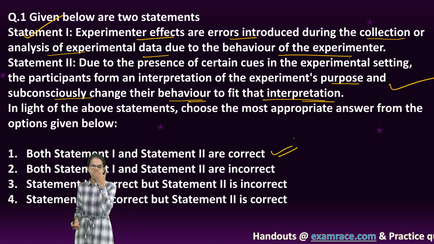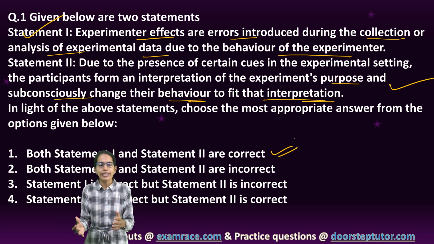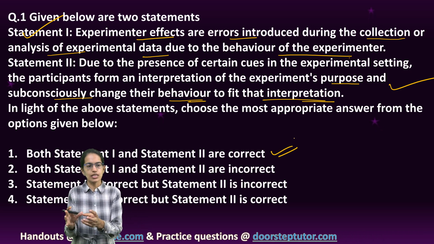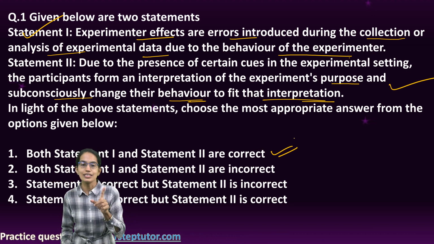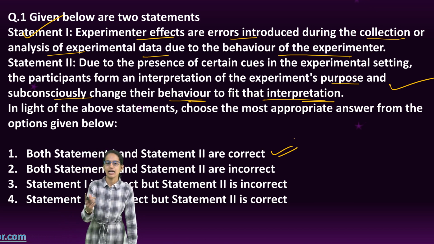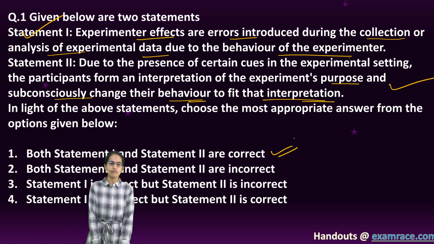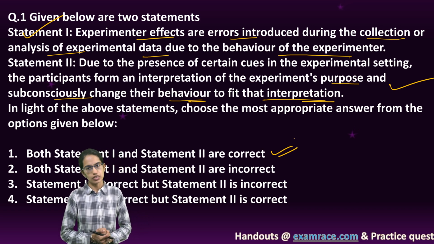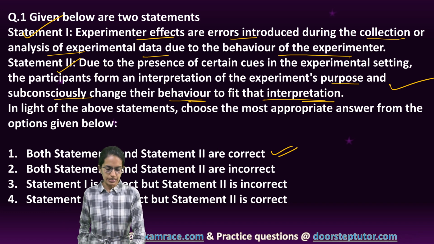Sometimes it so happens that they knowingly, subconsciously change their interpretation because they know certain things which were part of the experiment, and therefore this bias comes in. This experimental effect is again one of the errors which is introduced because of the change in the behavior of the experimenter. So both the statements are correct.